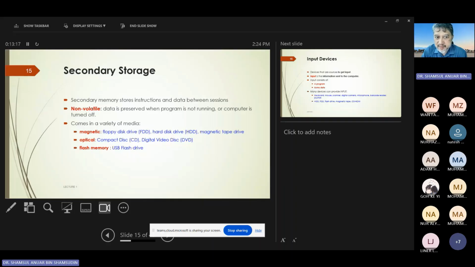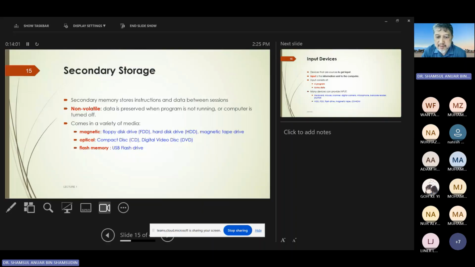So and then we have secondary storage. So a lot of the data will be stored there. If you have files for this subject or for some other course, those will be stored in this non-RAM. So this is not the RAM part. So data is preserved when the program is not running or the computer is turned off. So it's non-volatile data.